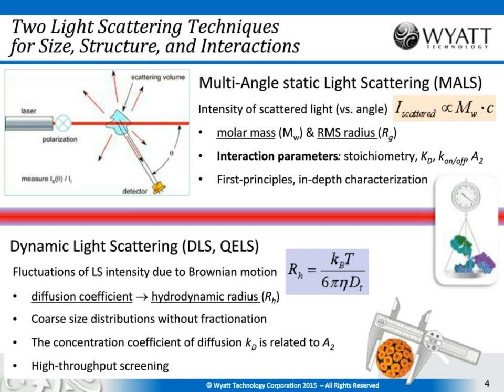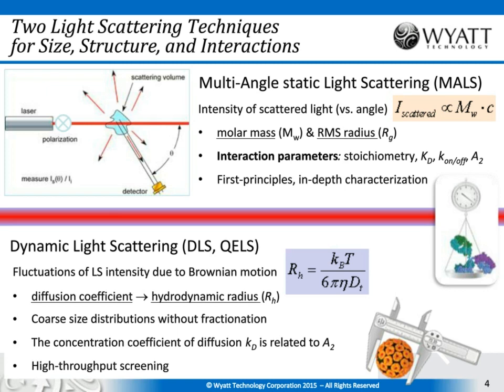One of the nice things about dynamic light scattering is that you can get an estimate of size distributions even without any preliminary fractionation. As I'll show you, MALS is typically used with some type of fractionation technique in order to get a highly accurate size dependence and distribution of sizes in molar masses. With dynamic light scattering, you can get a coarse size distribution even without any fractionation in very little time. So it's really effective in that manner.